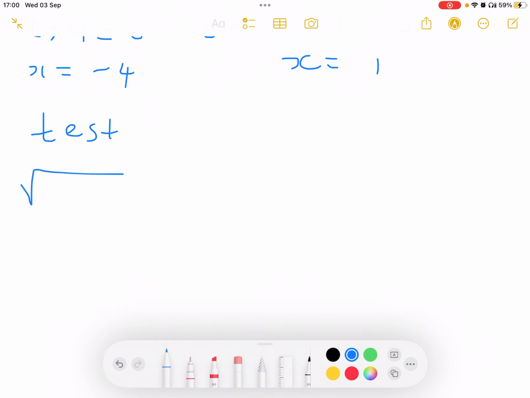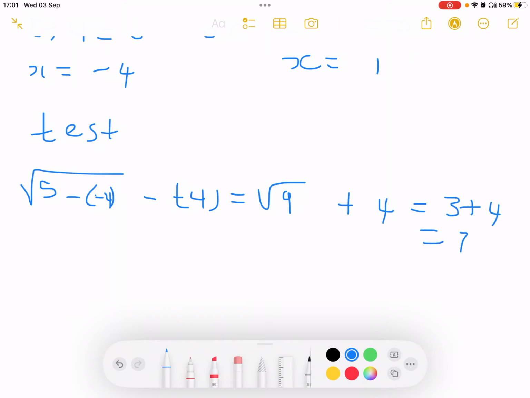So we just plug in the value here. If you say square root of 5 minus negative 4, minus a negative 4, what do we get? Oh, minus a negative 4. We get the square root of 5 plus 4, well, square root of 9, 5 plus 4 is 9, plus 4, which equals 3 plus 4, which equals 7. And that is not true to our right hand side. So it's not equal to our right hand side.